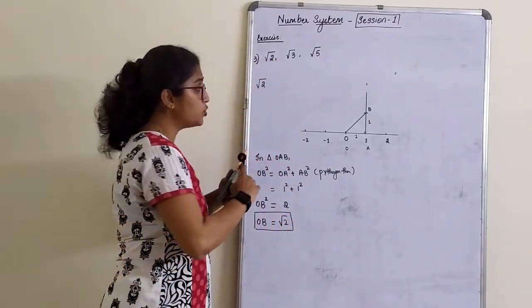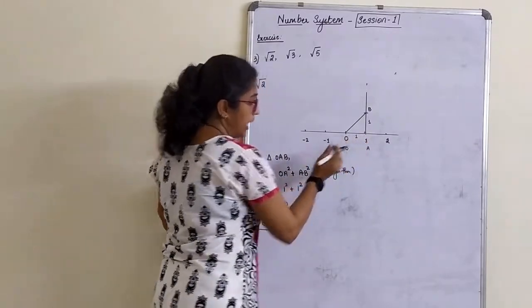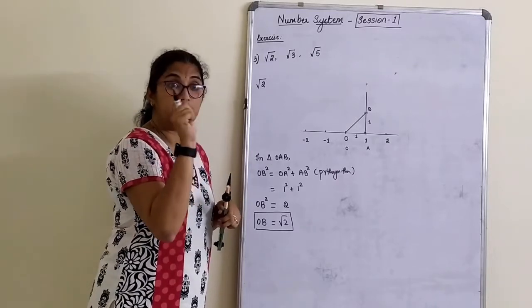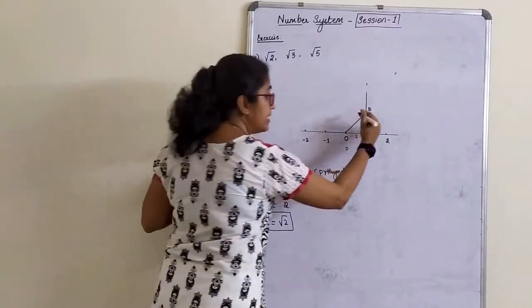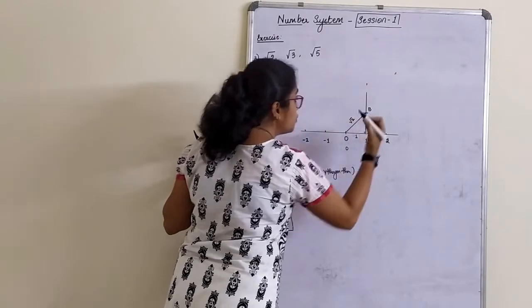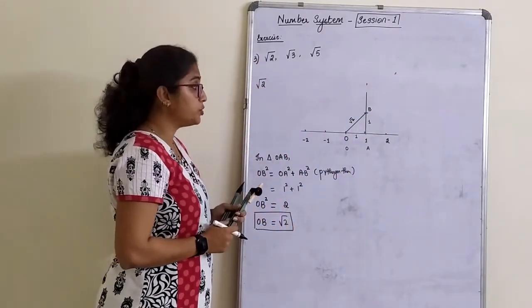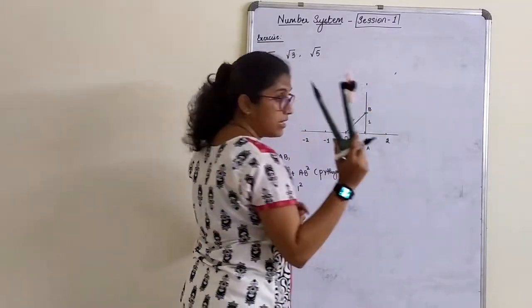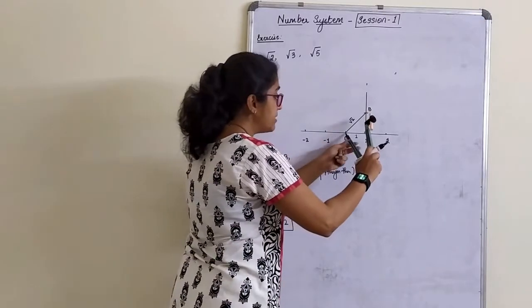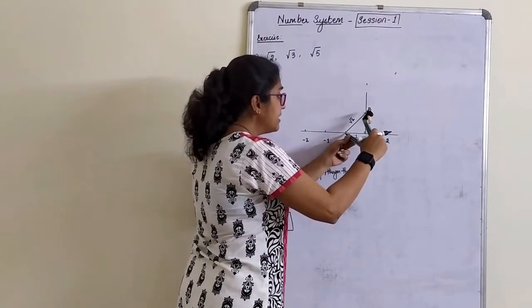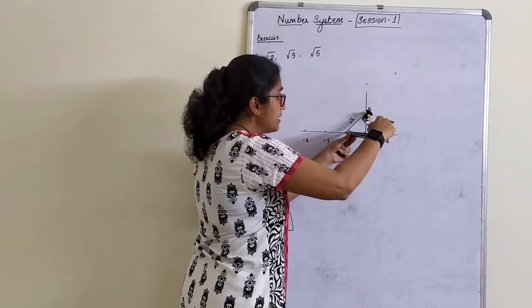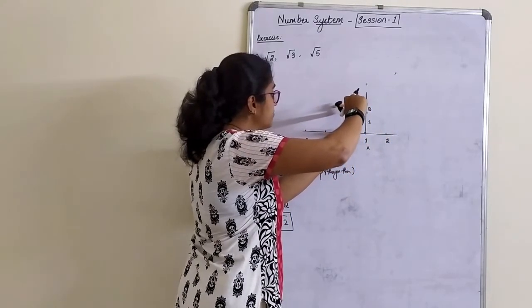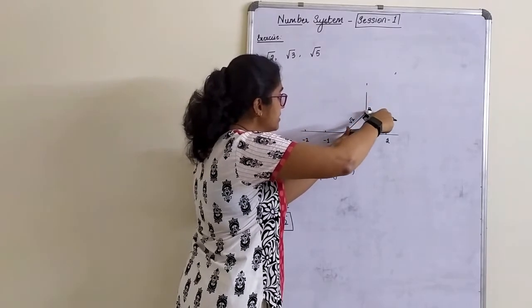That means which is root 2? See here, this is 1. In your scale it is 2 centimeters, but we consider that as 1 unit. That is what I have written. 1 unit. So this is root 2. This is the measurement of root 2. Now we have to plot root 2 on the number line. So what we do is again with this point O as the center, take the measurement of OB, and draw an arc which cuts the line here.